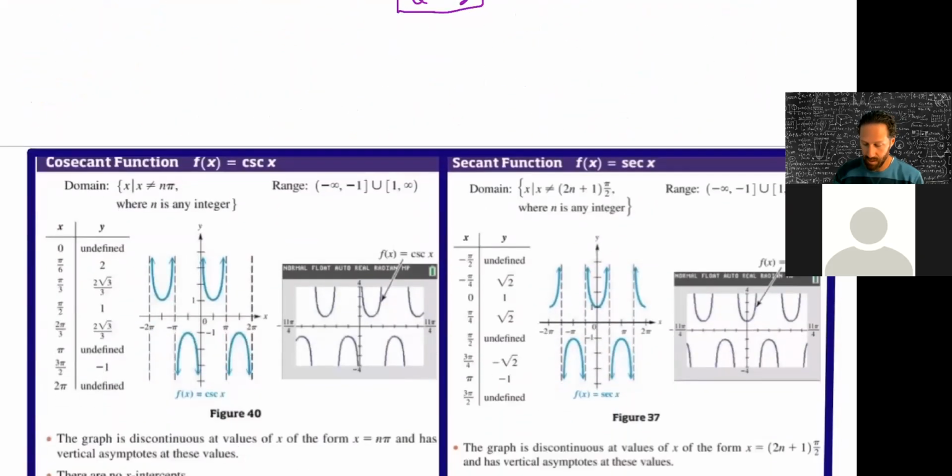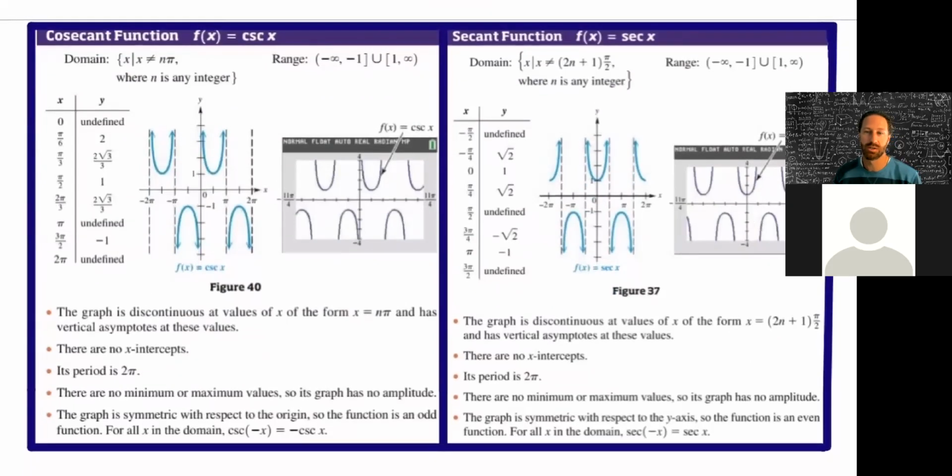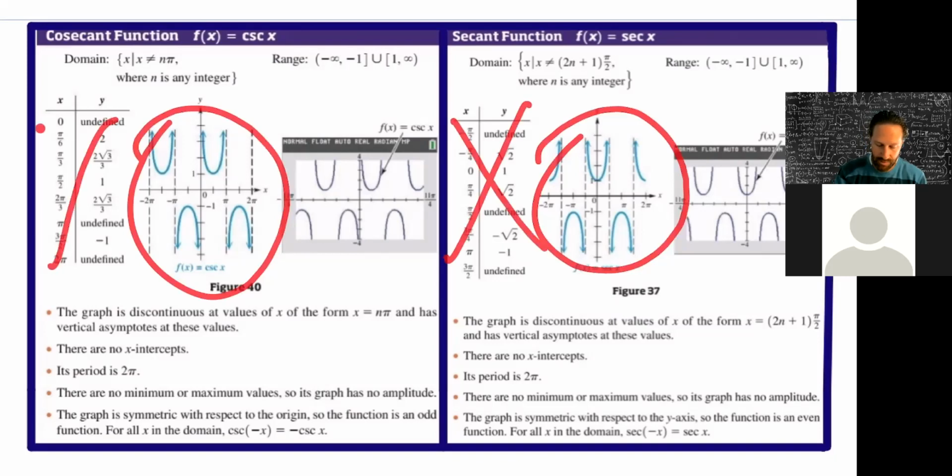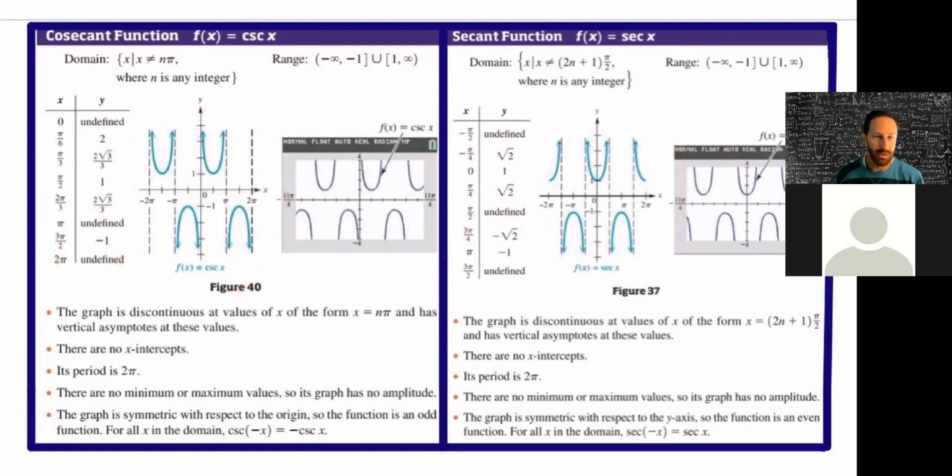I wanted to give you everything for your notes in a nutshell. If you wanted to take a screenshot of this or pause it and write down all the key things, again, you can see the graphs here and here without having to do all of that. You can see our domain is almost everything, with the exception of any pi's or the odd pi/2s, depending on if it's the cosine or the sine function.